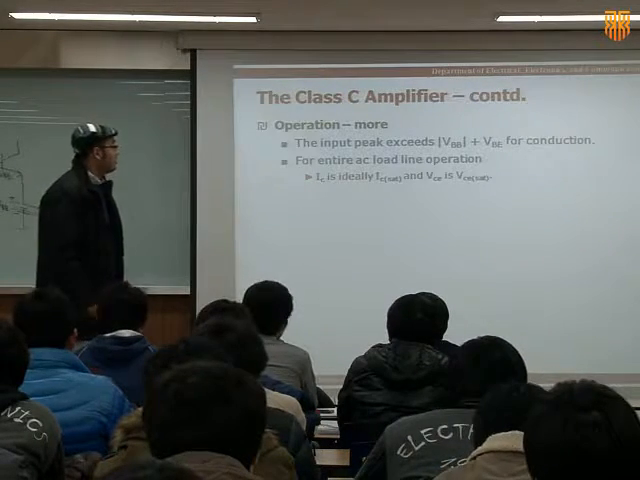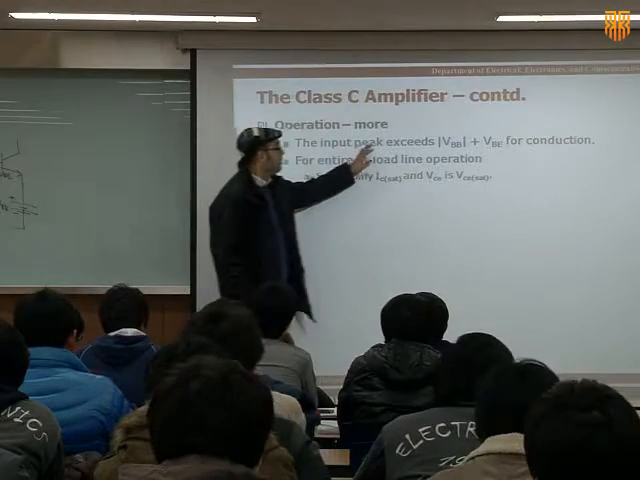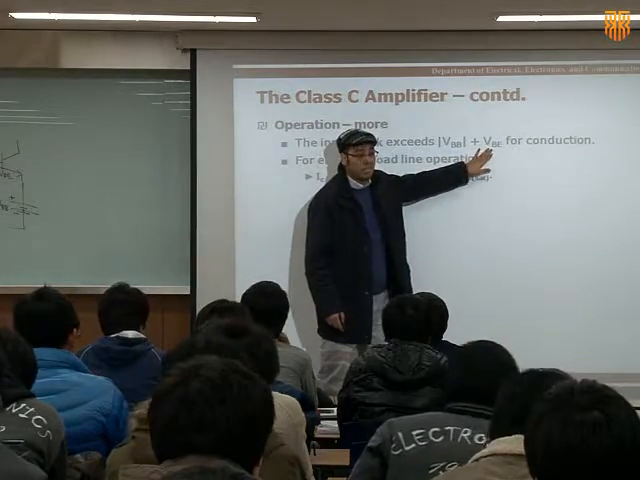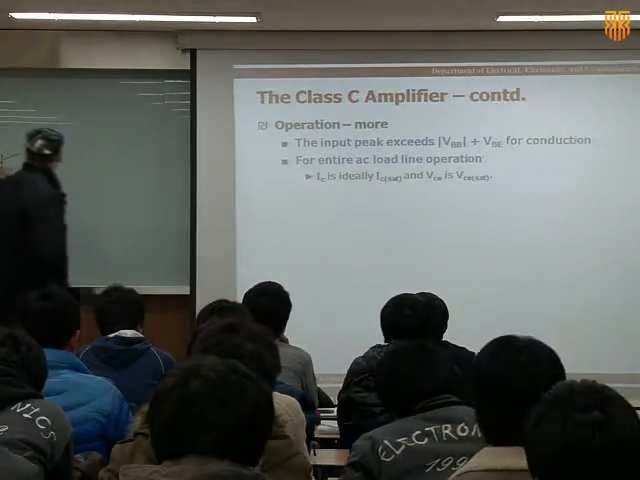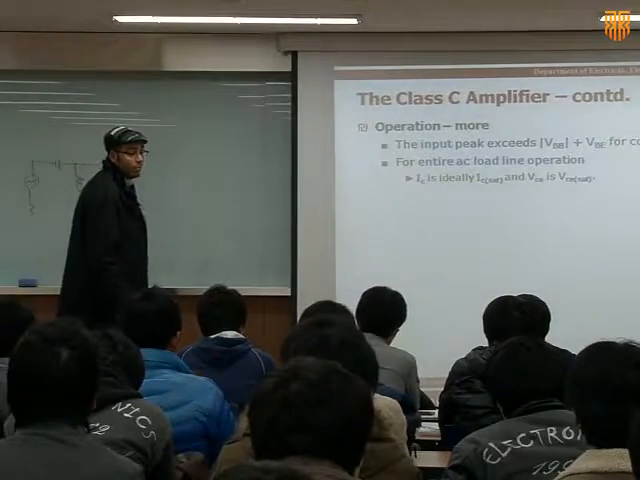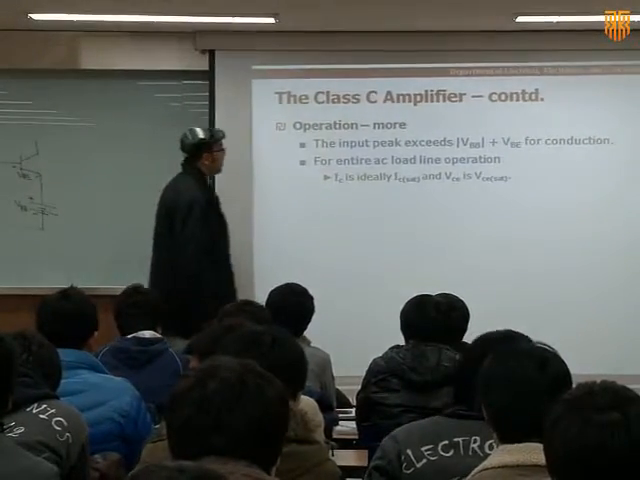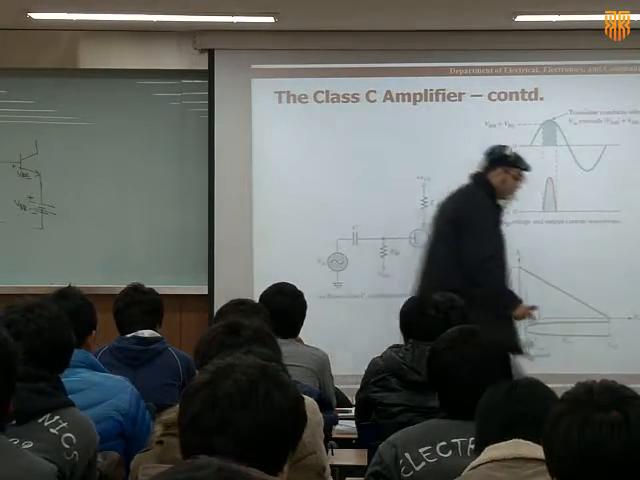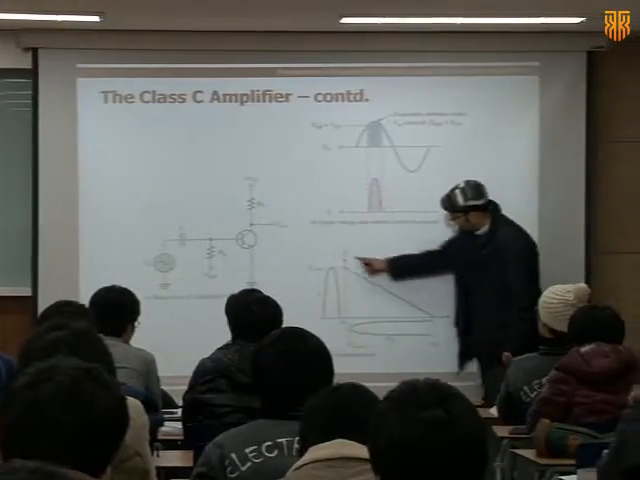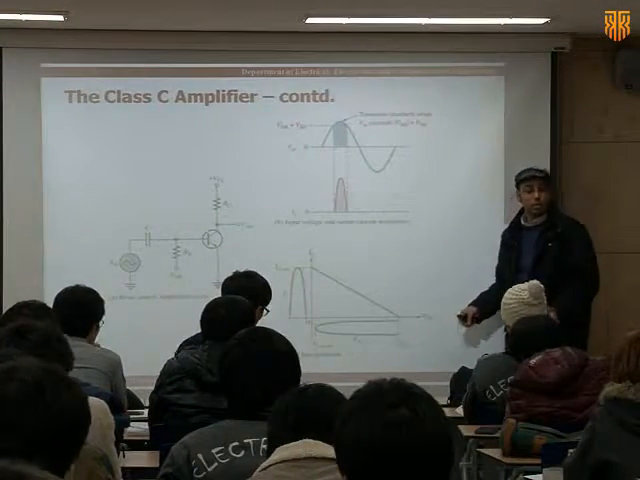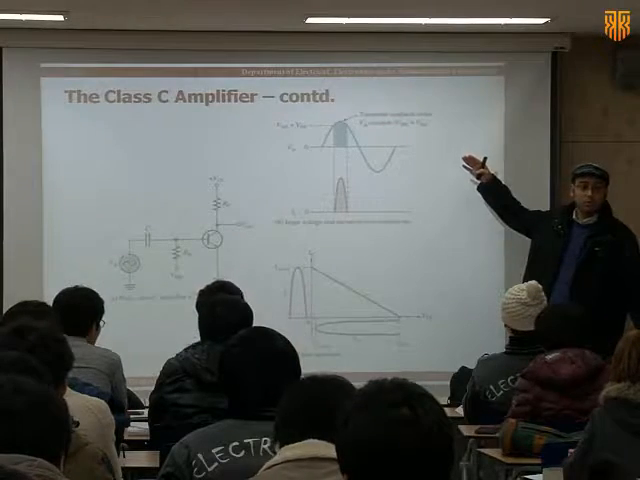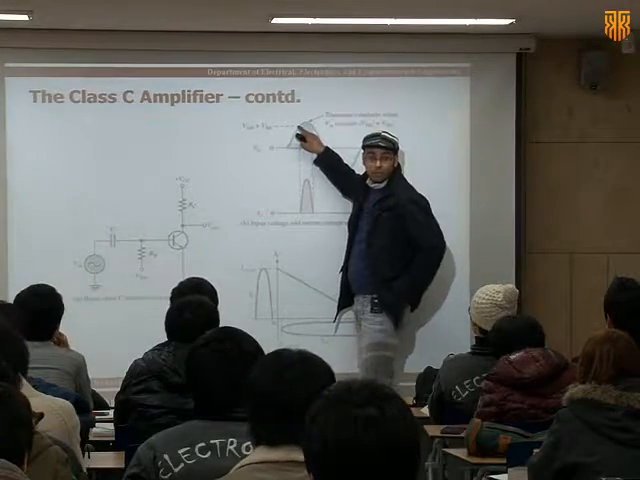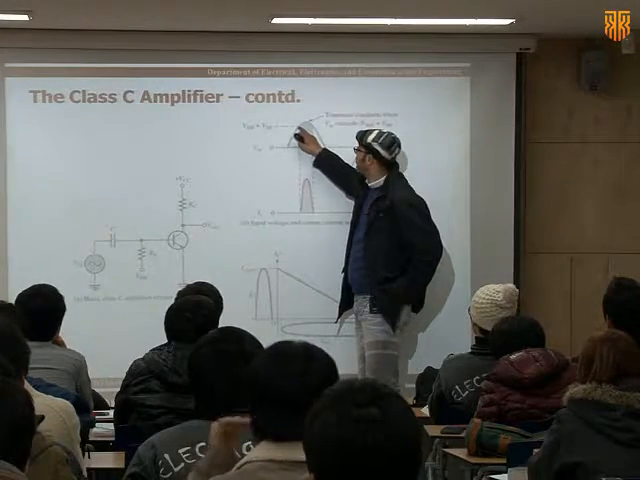So for operation, the input peak must exceed VBB plus VBE, right? As I said here, this one plus this one to make the amplifier on. For the entire AC load line operation, this one is the AC load line, right? So if I want to work for the whole range, what should I do? I should make this point where? This point must be where?